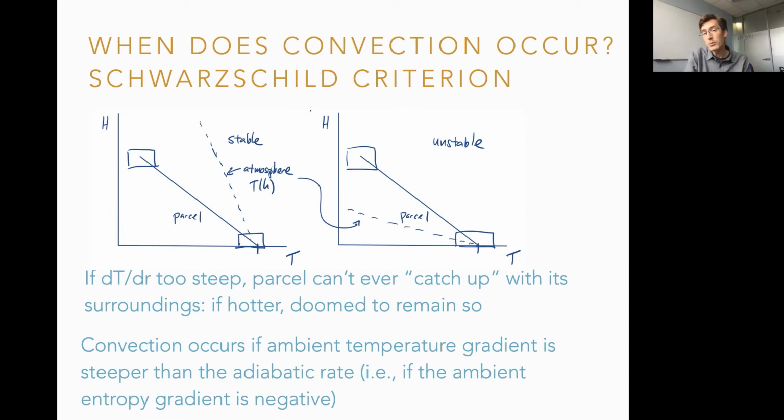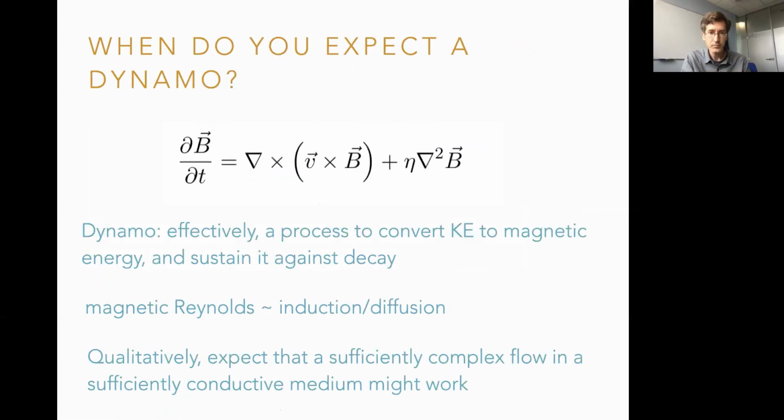And in an unstably stratified situation, once the parcel is hotter, it's sort of doomed to remain hotter for all time. So it will continue to feel a buoyancy force. So that's the Astro 101 version, and a version of what's called the Schwarzschild criterion. In other words, convection will occur if the ambient temperature gradient is steeper than the adiabatic one. You can also phrase that in terms of the entropy gradient. So if the background entropy gradient is negative, there'll be convection.